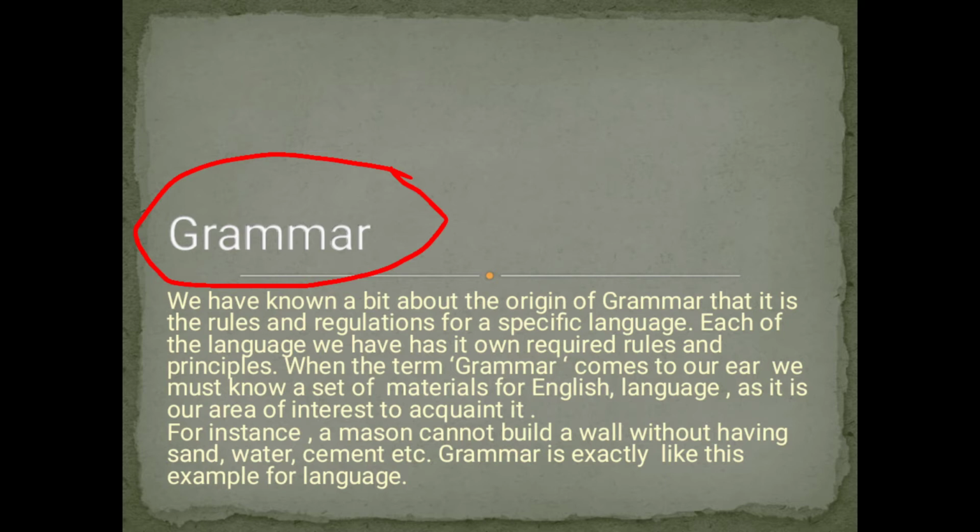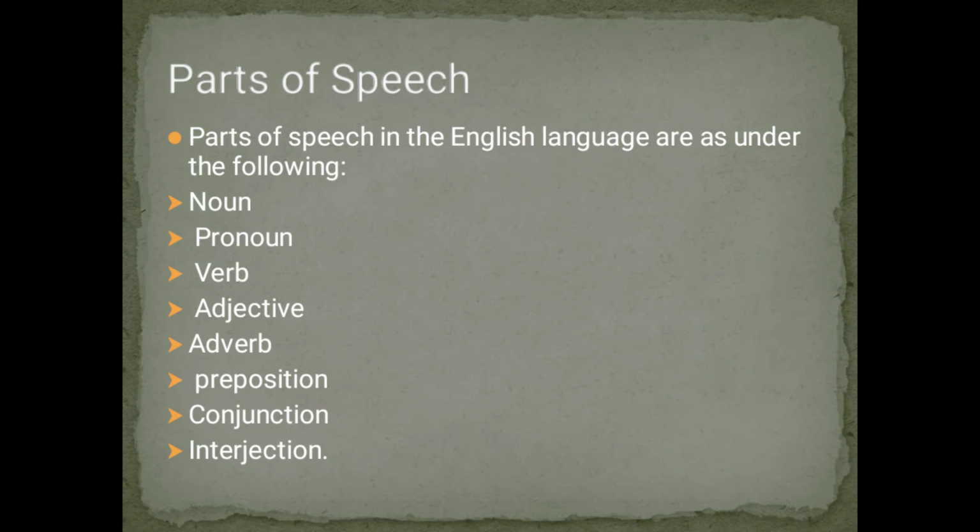For instance, a mason cannot build a wall without having sand, water, cement, etc. Why did I call it material? Because grammar is exactly like this example for language. If we are not provided with materials, we wouldn't be able to structure a good sentence according to grammar. These parts of speech we may call materials.